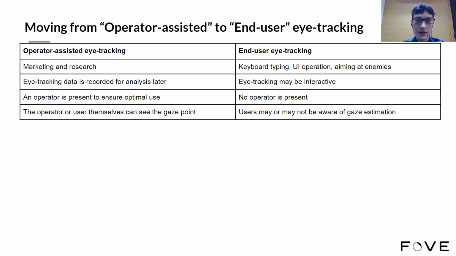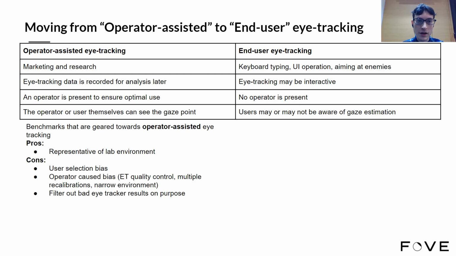The major difference here is that we impose no restrictions on who can be the end user, and we minimize parameters that can bias the result. Most of the benchmarks in the literature are geared towards the operator-assisted use case. It's good when you need to know how the tracker behaves for a narrow group of people with a restricted eye tracking setup. The benchmark would represent the maximum capability of the eye tracker, which can be achieved under certain relatively narrow conditions. Such an approach has a number of cons with respect to the previously described factors.